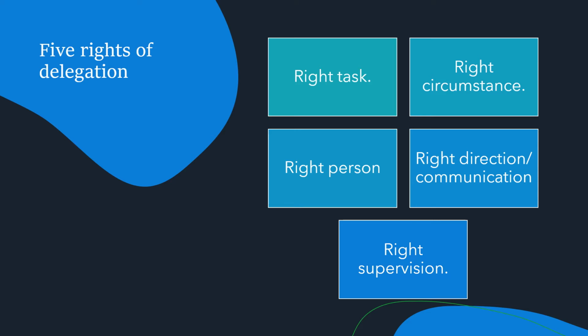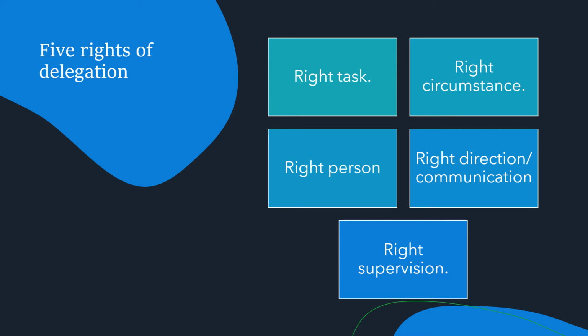The 5 rights of delegation. With the 5 rights of delegation, we have the right task. The right task is: is the task being delegated legally and ethically in the person's scope of practice? The second one is the right circumstance. Are the circumstances right for the delegated task? Is the patient stable? Is the patient unstable? The right person. Is it the right person to delegate a task to? Is it going to be a UPA or an LPN?